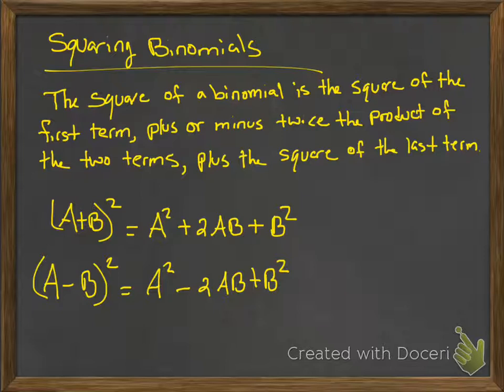So if I have a plus b squared, just like what I just had, it's a squared plus, notice that this first symbol matches the symbol that is in our equation, 2ab plus b squared. If I have a minus b squared, I end up with a squared minus, so we use our minus, 2ab plus, so notice we always have that plus b squared.